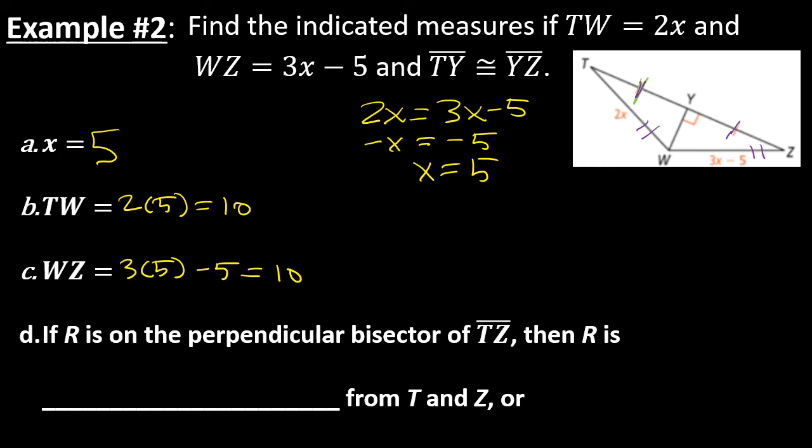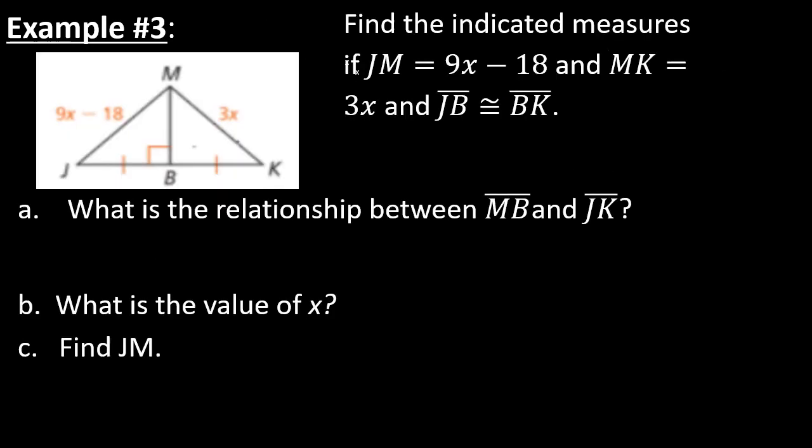If R is on the perpendicular bisector of TZ, so now they just have us add some point R to this picture, then R is blank from T and Z. And what they're looking for is that word from the theorem and its converse. They're looking for that word equidistant. Equidistant, essentially forming another isosceles triangle. All right, that's perpendicular for you.